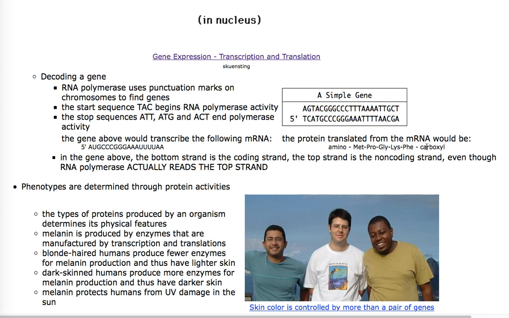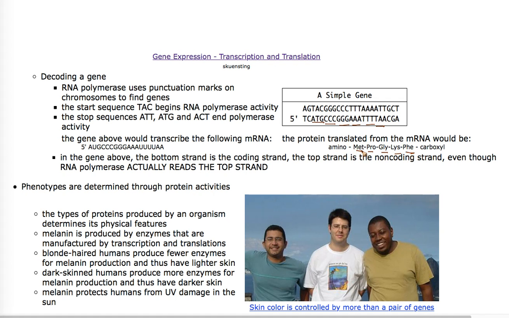But do not write stop here. There is no stop. There's always one less amino acid than codons. So let me specify here. There would be 1 codon, 2 codons, 3 codons, 4 codons, 5 codons, 6 total codons, but there's only 5 amino acids, 1, 2, 3, 4, 5.